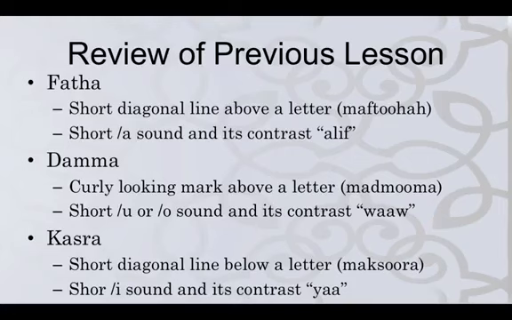The next diacritic we learned was the kasra, which is a short diagonal line below a letter, and when a letter gets a kasra, we call the letter maksura. So ja maksura ji, ha maksura hi, so on and so forth. And it denotes the short I sound, and you must contrast it with the letter ya. So the sound is e. So jim maksura ji, ha maksura hi, kha maksura khi, so on and so forth.